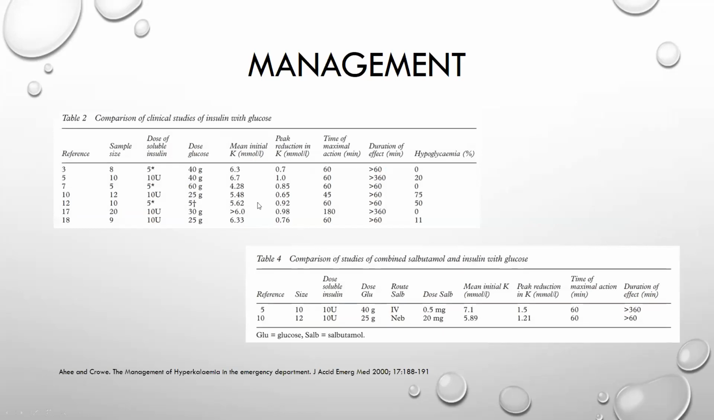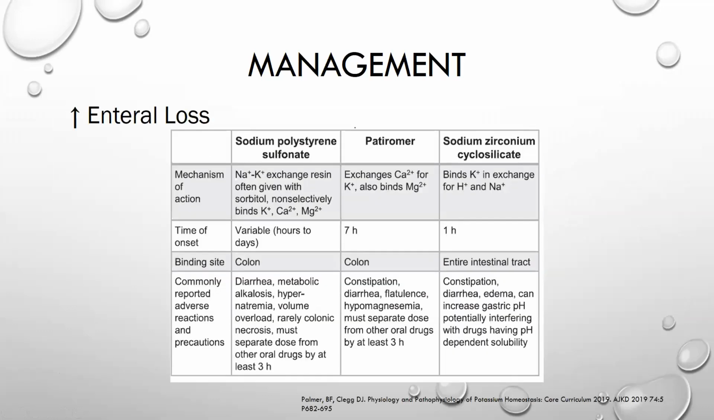These guys back in 2000 published a paper in the Journal of Accident and Emergency Medicine showing the effects of insulin with glucose, and here a beta agonist with the added effects of insulin. You can see a peak reduction in potassium shown here and here. So pretty good. By doing these two measures alone, we can drop the potassium by greater than 1 milliequivalent per liter.